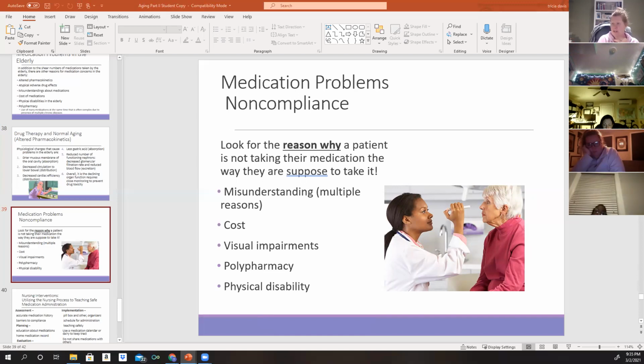Maybe it's just that they don't understand. Maybe they haven't been educated. Maybe they've had a misunderstanding. They didn't realize that their blood pressure was as bad as it was. Maybe they didn't listen when the doctor was educating and they didn't know they were supposed to take this blood pressure medicine and check their blood pressure. Maybe they can't afford it.